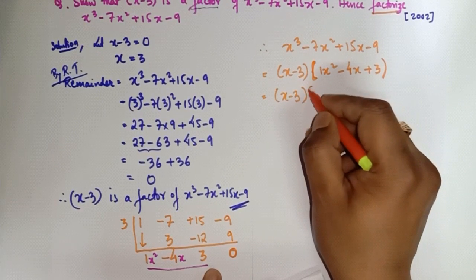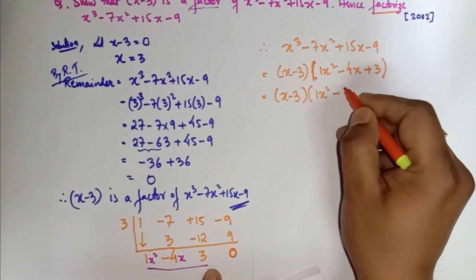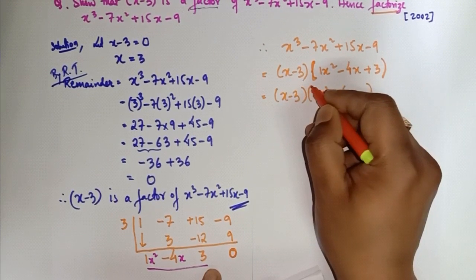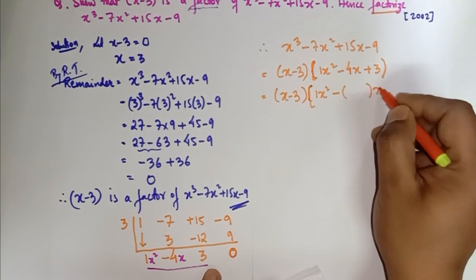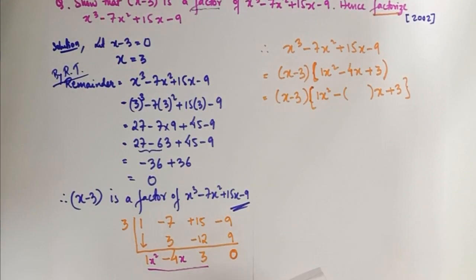So how will we do breaking the middle term? You have done it in class 9 only. This 4 is the breaking of the middle term. You'll write a bracket, that means I have to use this curly bracket on this side, x plus 3. So I'll show you the revision.